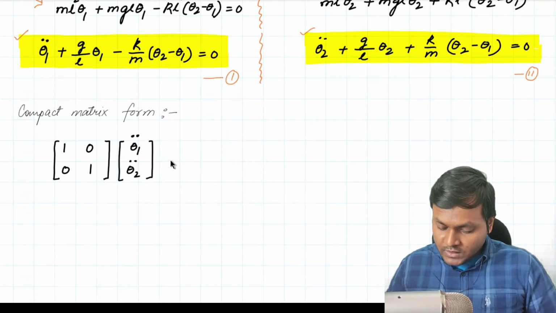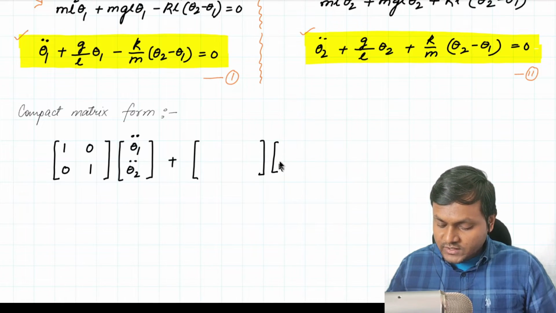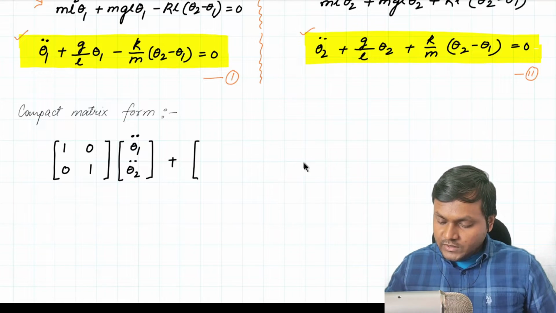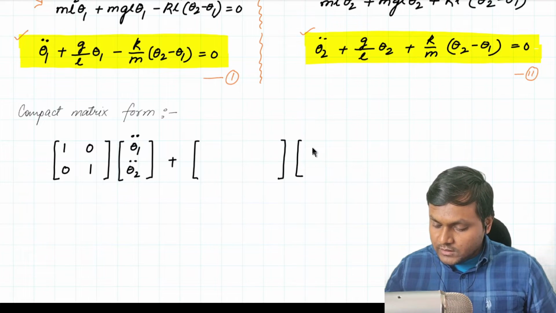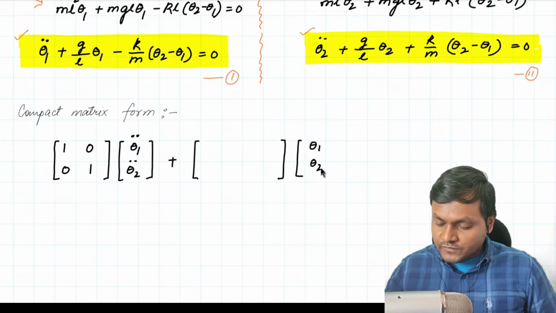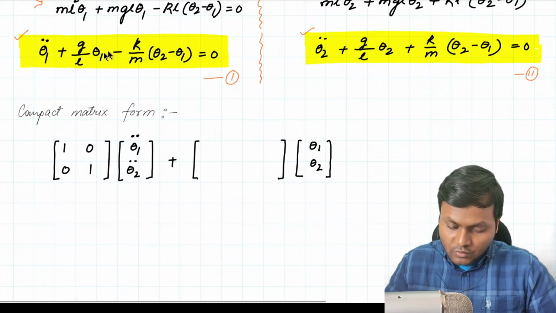Right? That's it. Next, I'm interested in finding out the coefficients corresponding to theta1 and theta2. So first I'll write theta1 and then I'll write theta2. Let me make it a little bit of a bigger matrix because I will have a lot of terms here. So what is the coefficient of theta1 in the first equation? In the first equation, the coefficient of theta1 is here.